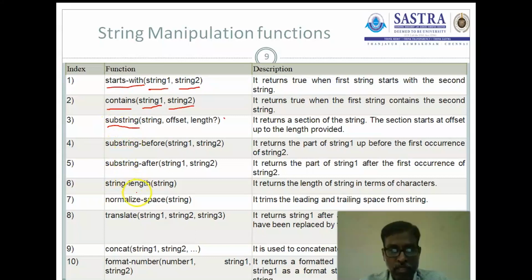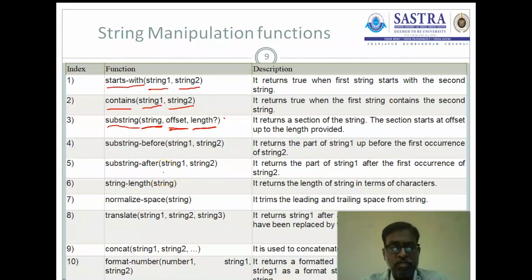next one, substring. In the substring, there are three parameters available. String, from which string we are going to extract the substring, should be given as the first parameter. And then offset, and length, which length we want to extract, should be given here. Three parameters we need to supply. Starting index, ending index, length, right? So the first is the string on which we do the substring operation, and then the starting index, and how many characters we need to extract is given in the third parameter.